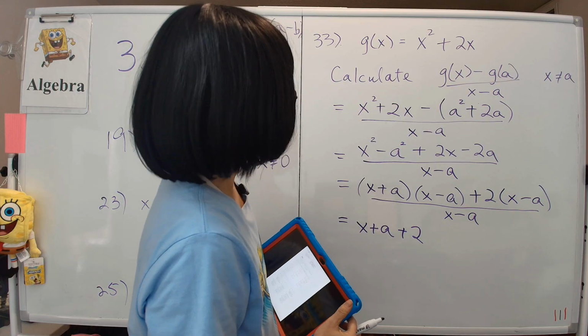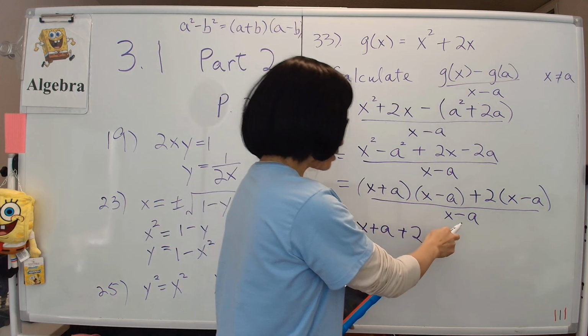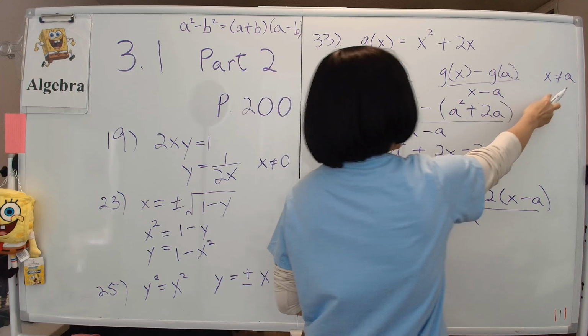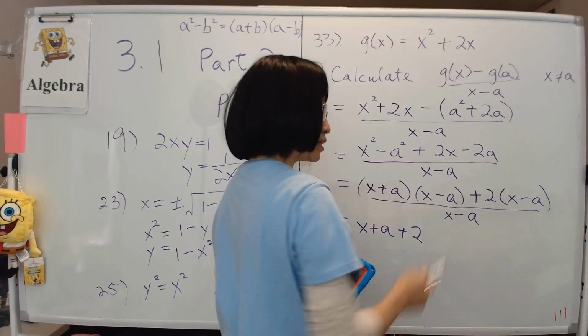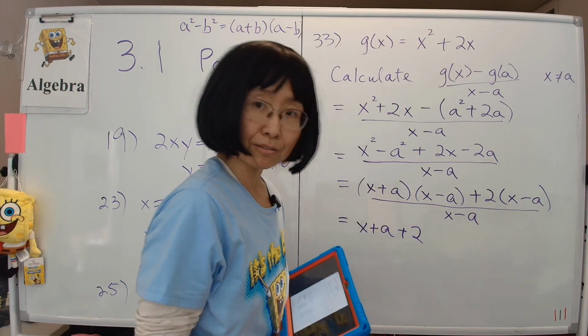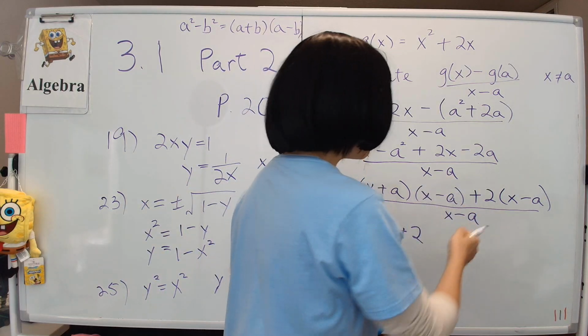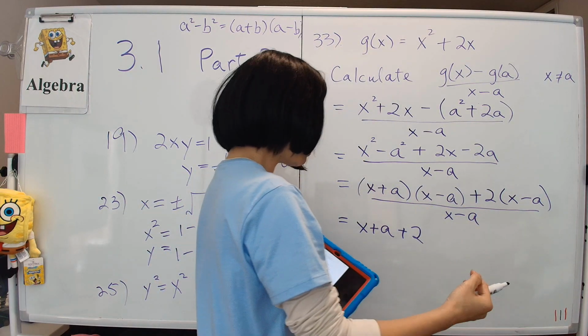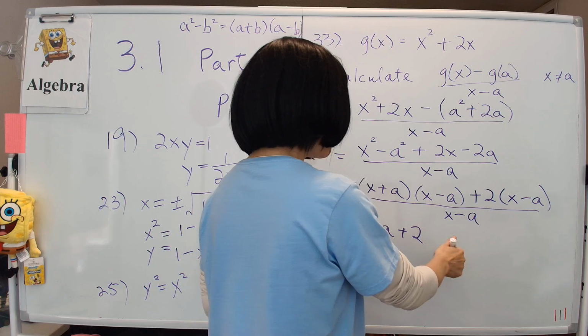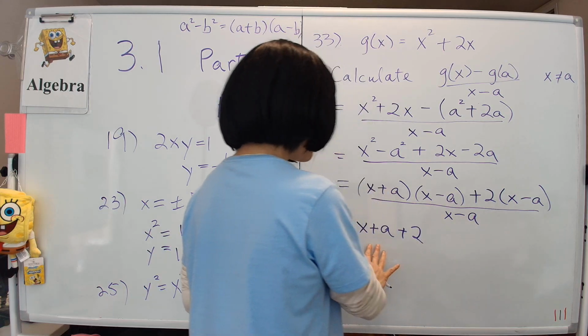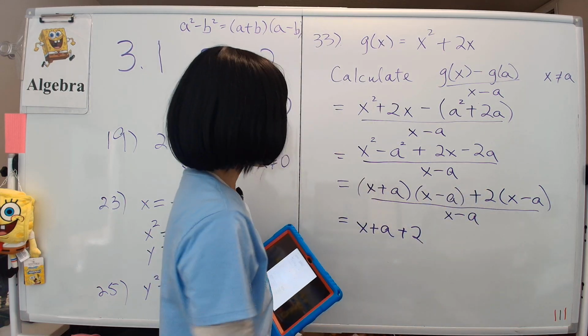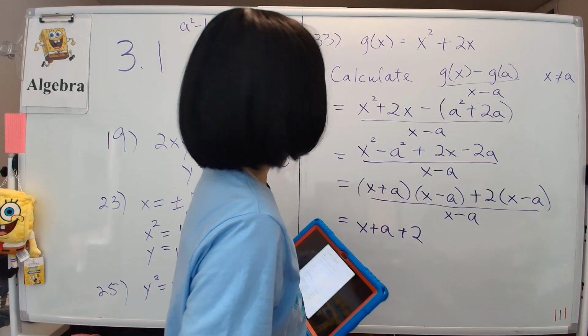Now, the reason we can cancel, by the way, is because x is not a. That is, x minus a is not 0. If it's 0, you cannot cancel it. You can't divide it either. You can't do anything involved with division. You cannot divide by 0. But being that we have specified that x is not a, this cancellation makes sense. And therefore, that is the answer.